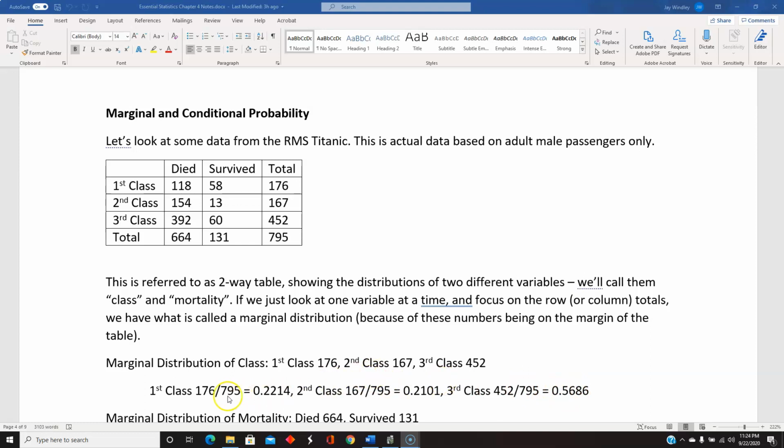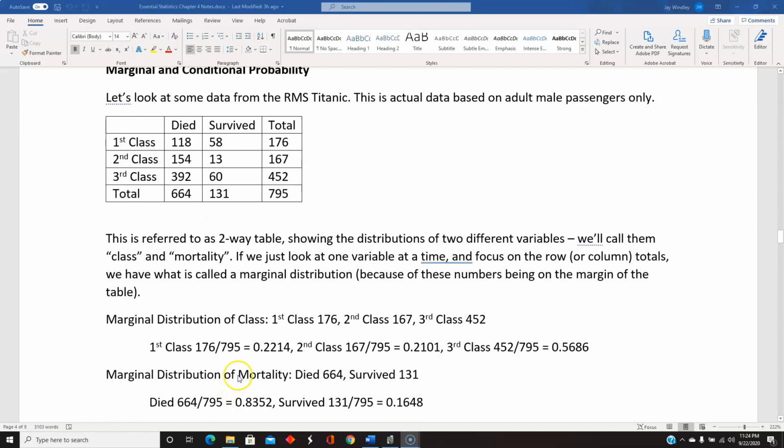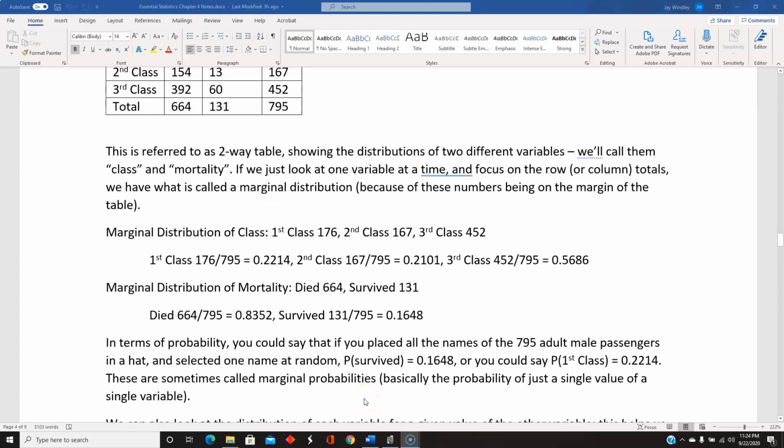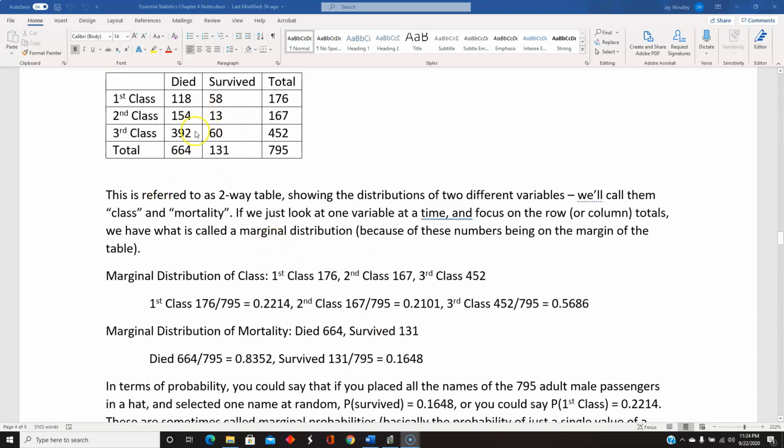And you could also do the marginal distribution of the variable mortality. We have 664 who died and 131 who survived, or dividing those by the grand total of 795, you have 83.5% that died and 16.5% that survived. And so this can be a probability in the sense that if you were to pick one of these passengers at random, there's a 16.5% chance that the person survived. There's a 21% chance that the person was in second class, and so on.